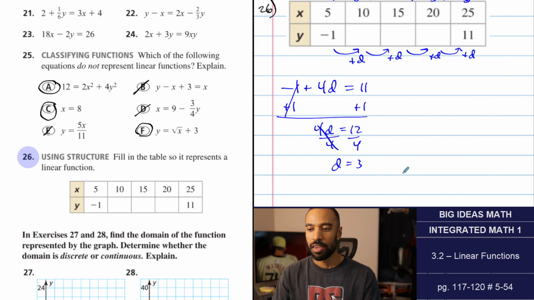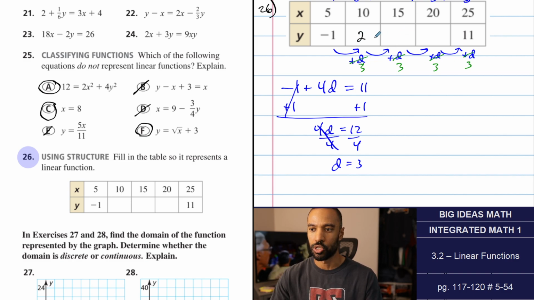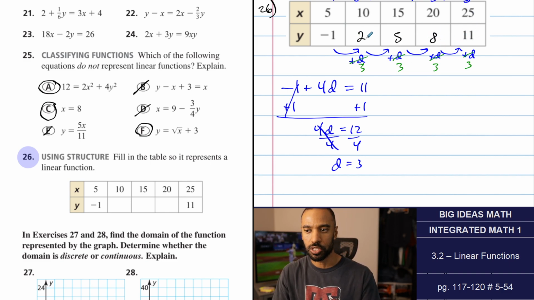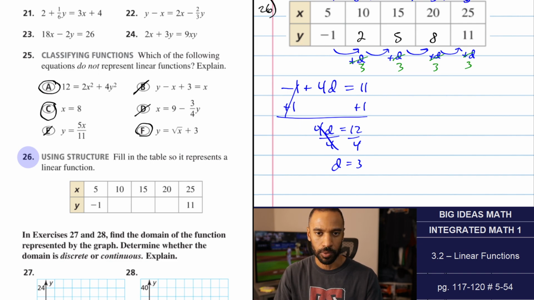D equals 3. If 3 is your common difference, plus 3, plus 3, plus 3, plus 3, then that means -1 plus 3 gives us 2. 2 plus 3 gives us 5. 5 plus 3 gives us 8. 8 plus 3 gives us 11. That's confirmed. These are the three values, 2, 5, and 8, that would go here.